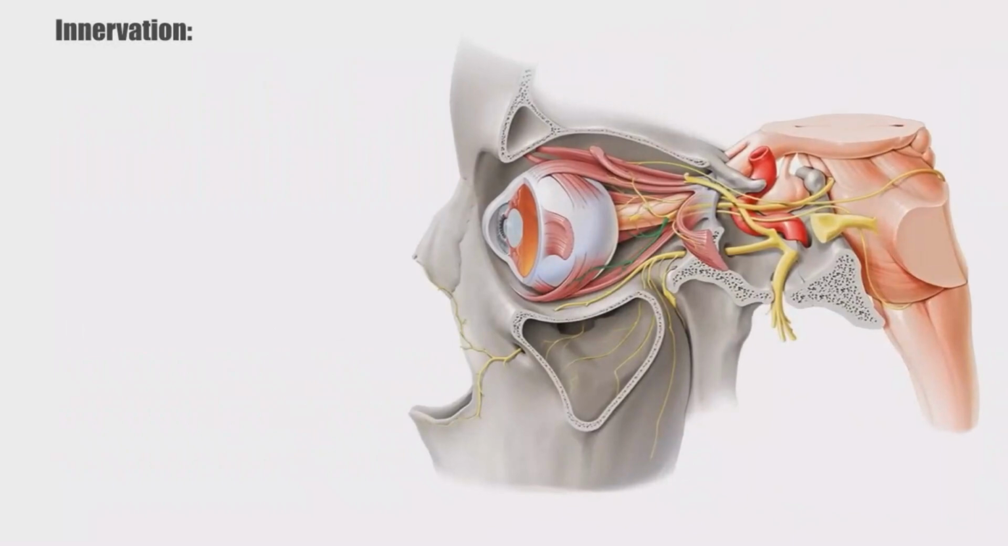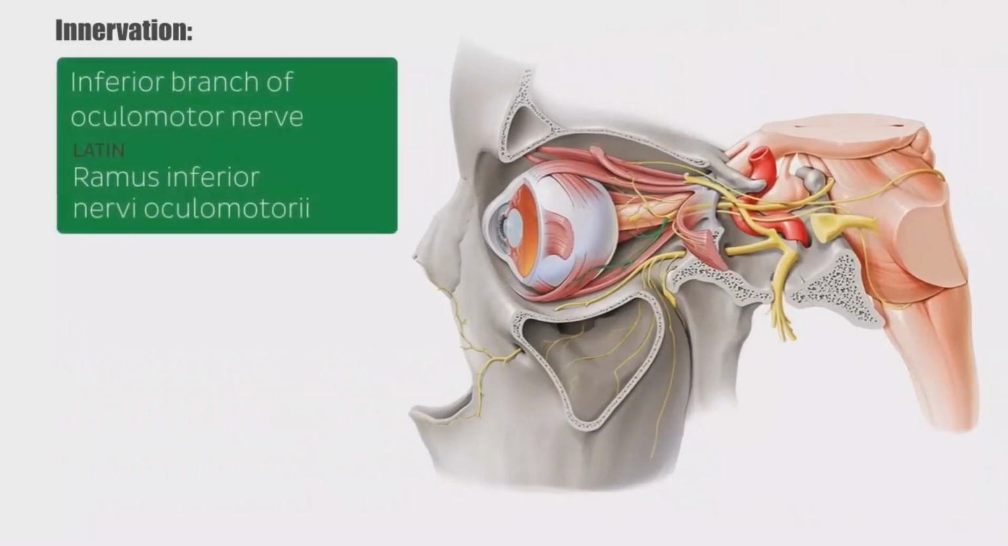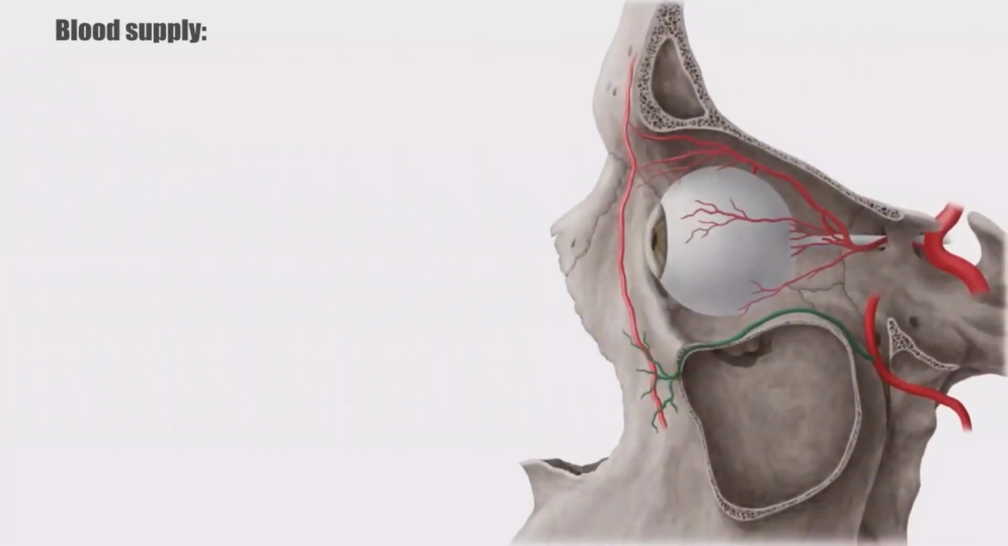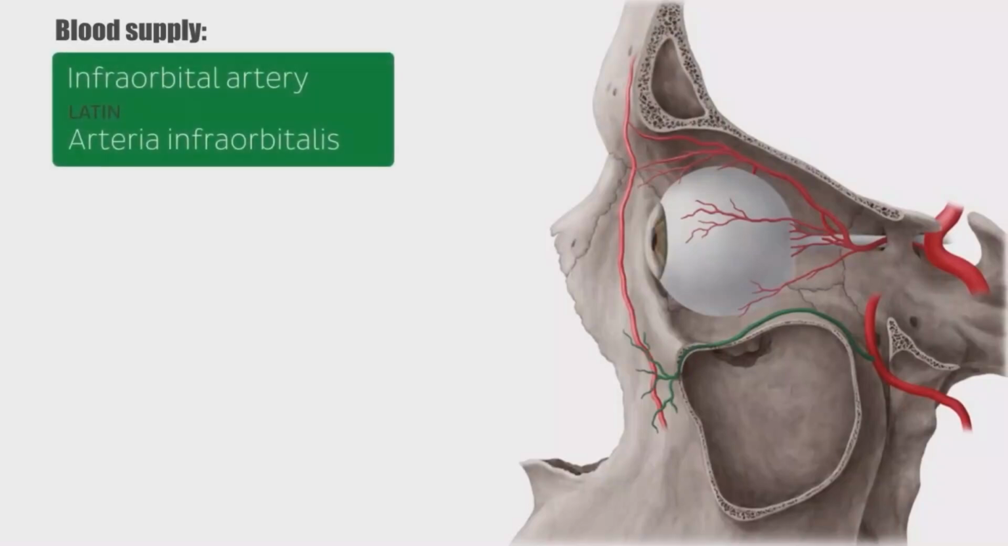The nerve supply to the inferior oblique comes from the inferior branch of the oculomotor nerve, the 3rd cranial nerve. Arterial blood is supplied to the inferior oblique muscle by branches off of the infraorbital artery.